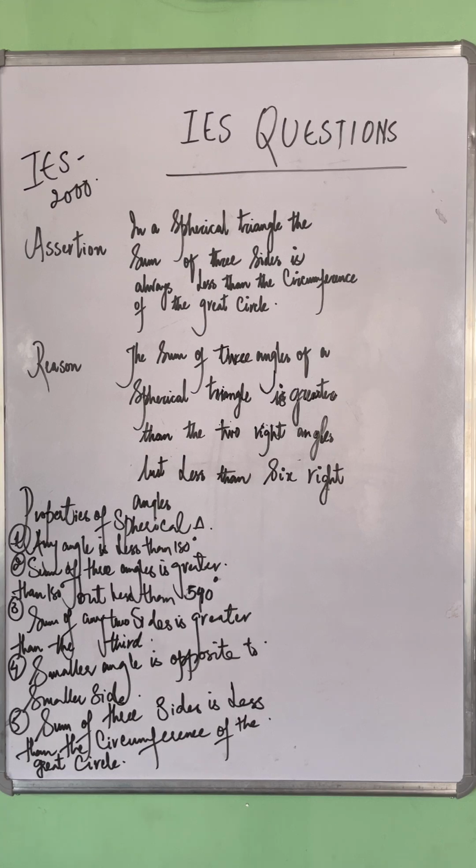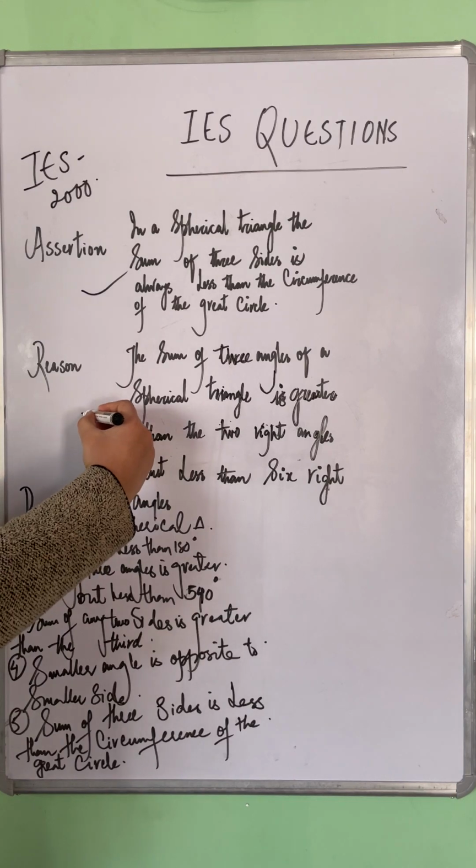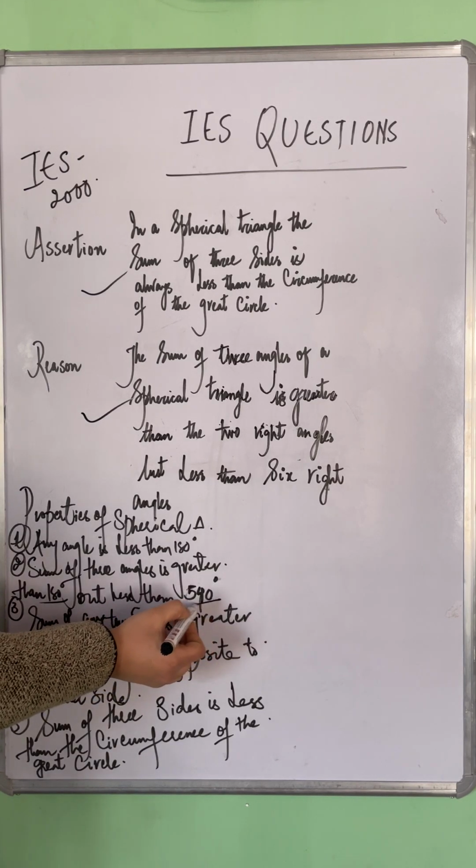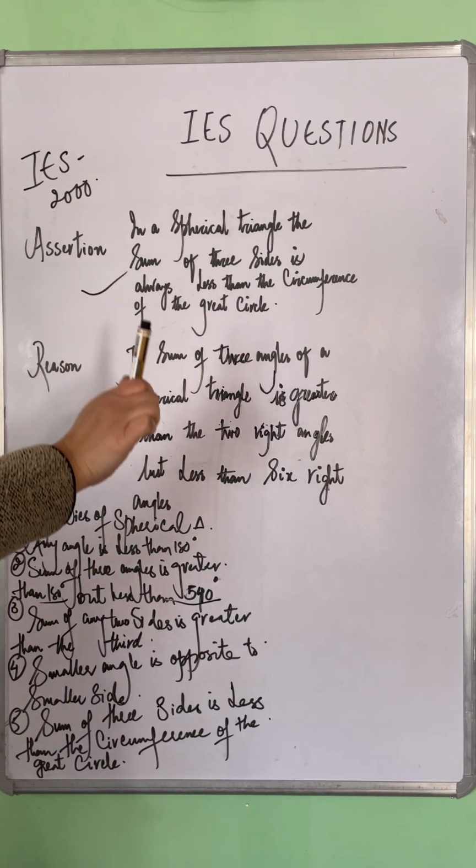So what is our assertion? In a spherical triangle, the sum of three sides is always less than the circumference of the great circle. So this is correct, as it is one of the properties of a spherical triangle. What is the reason? The sum of three angles of a spherical triangle is greater than two right angles but less than six right angles. So this is also correct. This is also a property of a spherical triangle, that the sum of three angles is greater than 180 degrees but always less than 540 degrees. So our assertion is correct. Our reason is also correct.